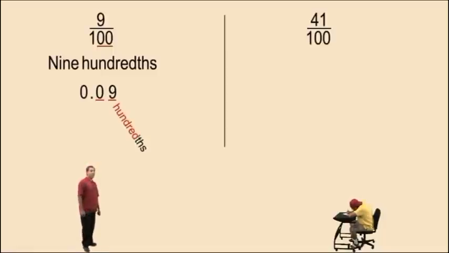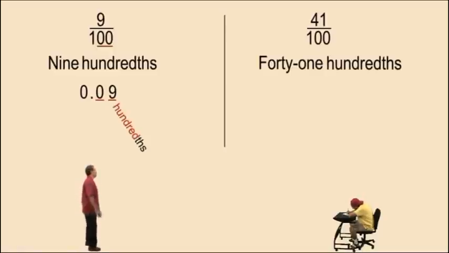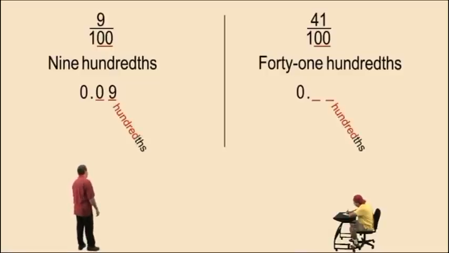Let's do another one here. 41/100. How do we say that fraction correctly? 41/100. Again, we count the number of zeros in the denominator. We have two of them. Therefore, our decimal representation will have two decimal place values with our rightmost place value as the hundredths. How many hundredths do we have? 41. So that decimal is read 41/100.